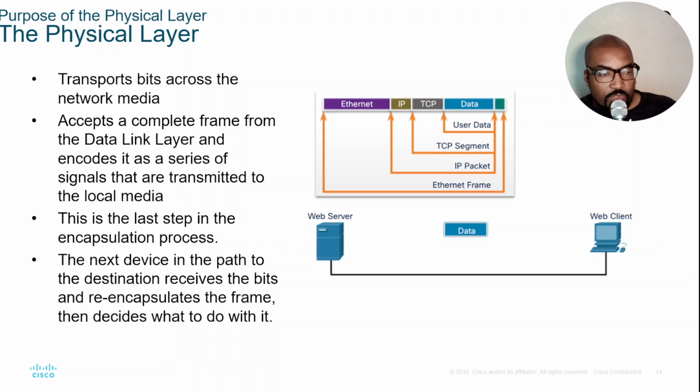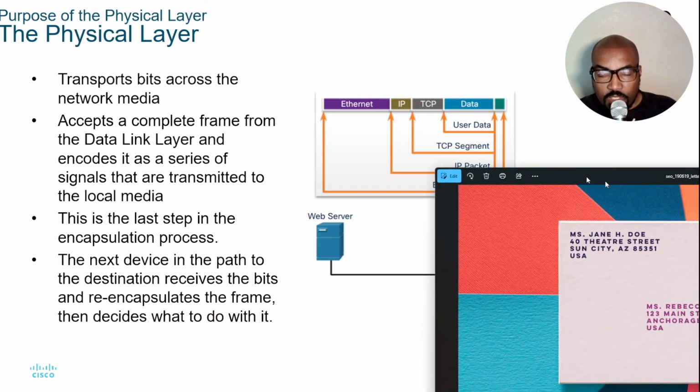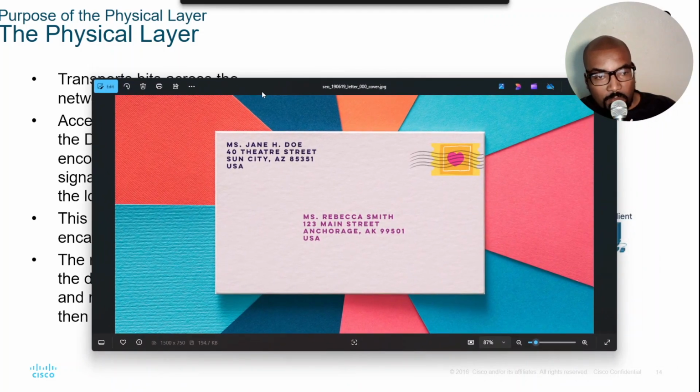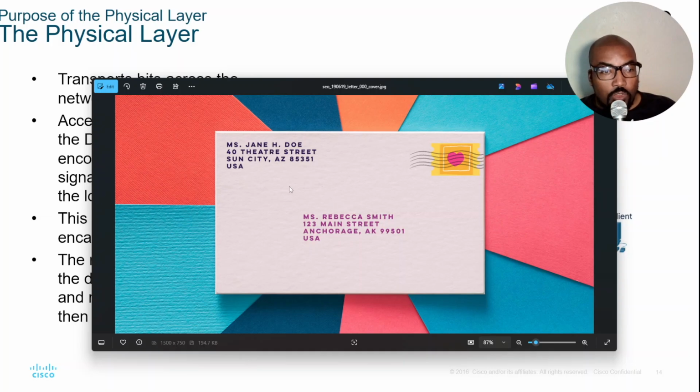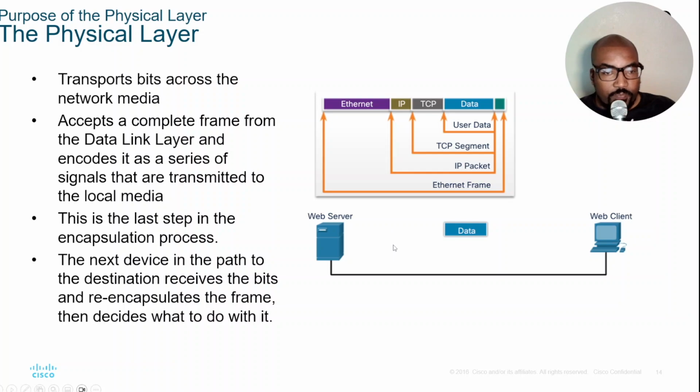So the destination receives the bits and re-encapsulates the frame. Essentially, it's like receiving this piece of mail. There is mail inside of this envelope. And what do you typically do with an envelope after you put some items inside of it? Yes, you are going to encapsulate it, seal it up, lick the back of it, make sure nothing comes out, and then you send it on its way.